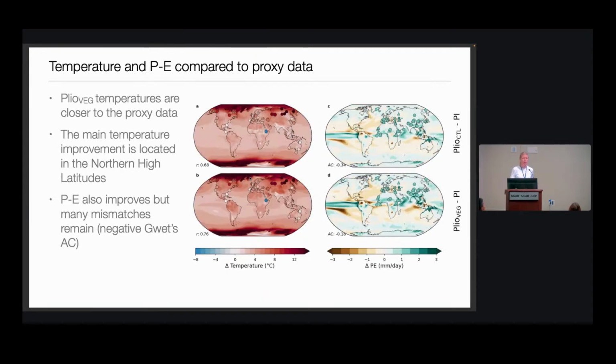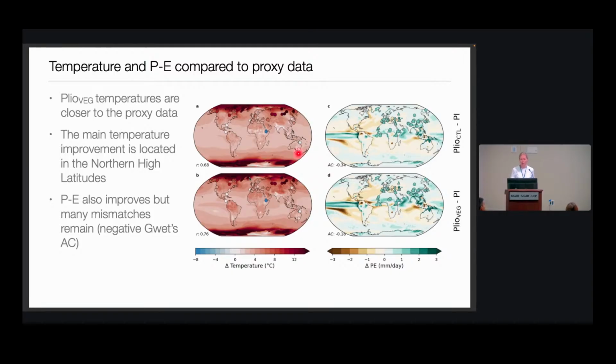I also looked at how our two different models now compare to proxy data. So for temperature, on the left side over here, we have the Plio control minus PI on the top again, and then Plio-Veg minus PI on the bottom. And I'm sorry, the R-squareds are quite small, but we do see that for the temperature, it gets better, and we get closer to the proxy data.